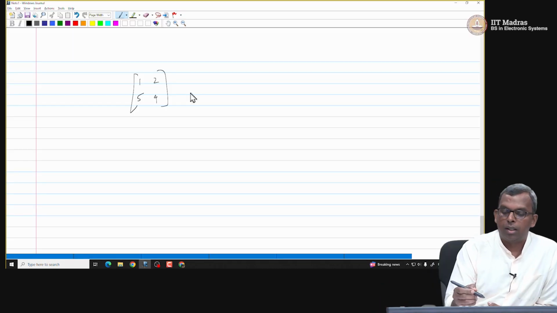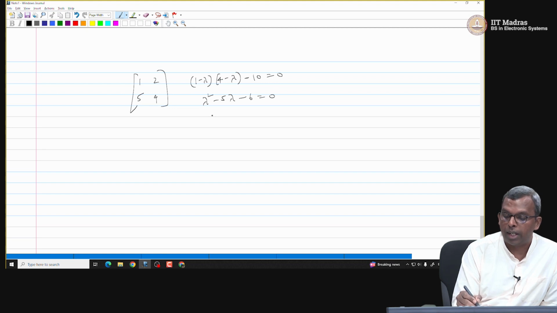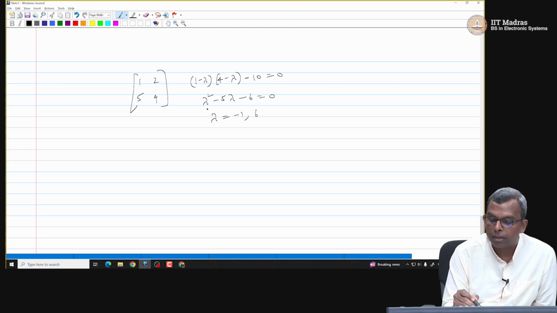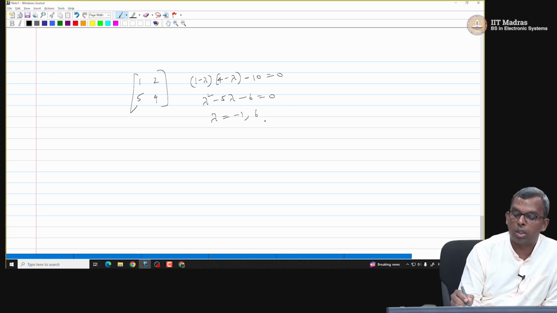Let's try this one. If you try to find the eigenvalues here, you're going to get 1 minus lambda, 4 minus lambda, minus 10 equals 0. So this is going to be lambda squared minus 5 lambda, right? Plus 4 minus 10, so it's minus 6 equals 0. So here you get nice solutions. So you get lambda is minus 1 and plus 6. I think that's correct, 36. Yeah, that's correct. Minus 1, 6. So these are the two eigenvalues.